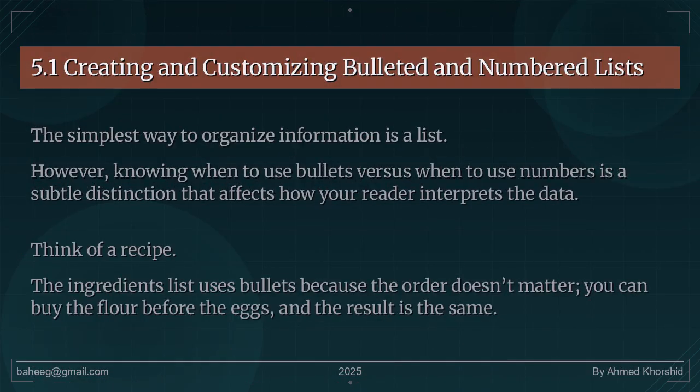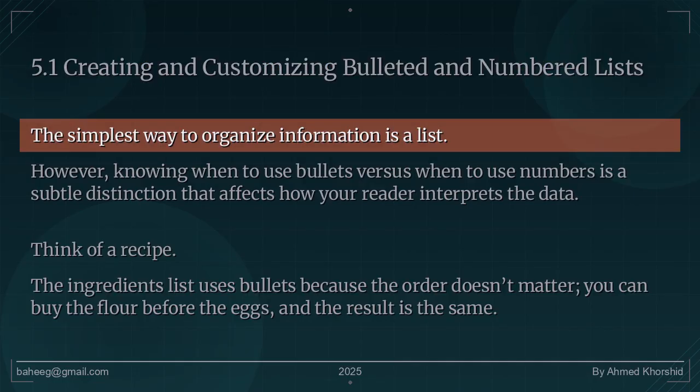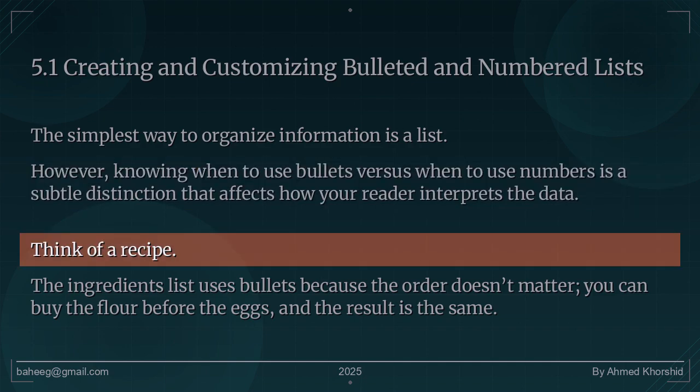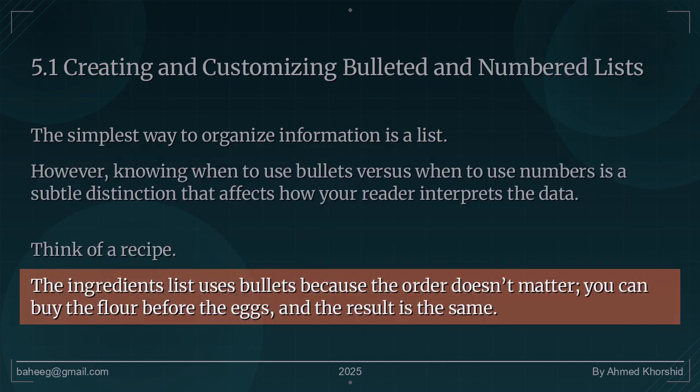5.1: Creating and customizing bulleted and numbered lists. The simplest way to organize information is a list. However, knowing when to use bullets versus when to use numbers is a subtle distinction that affects how your reader interprets the data. Think of a recipe. The ingredients list uses bullets because the order doesn't matter.